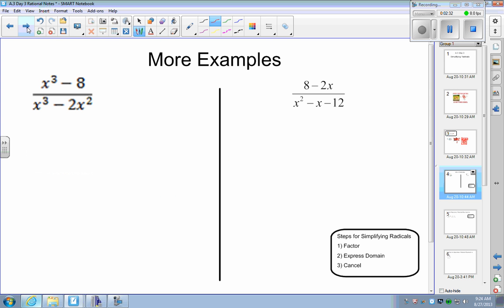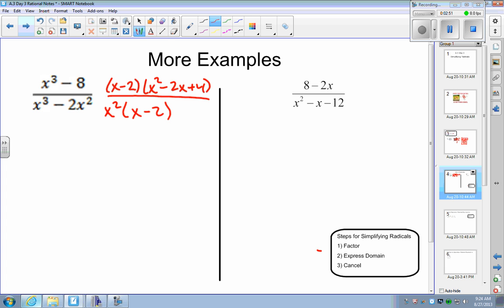All right, 2 more here. I'm going to do the first one with you guys. So we go through our steps down at the bottom here again. So factor, we see a difference of cubes. Following our formula, let's GCF this one on the bottom.